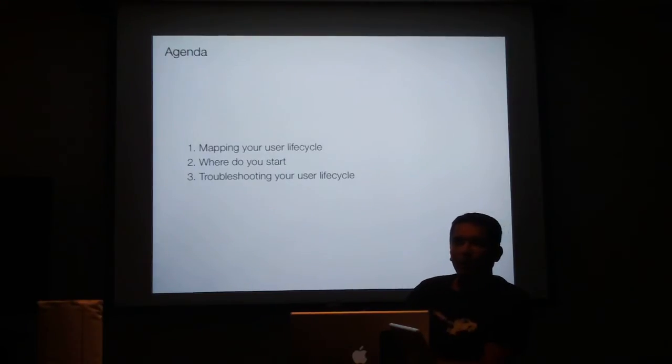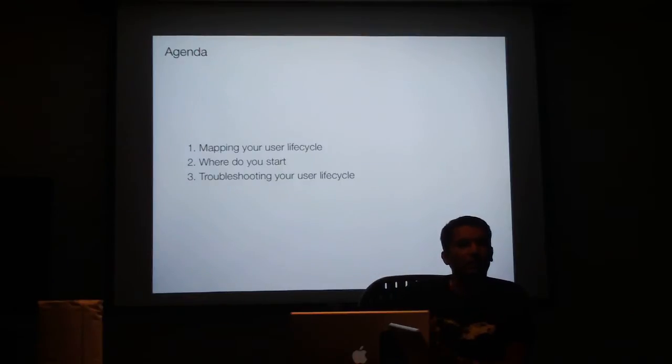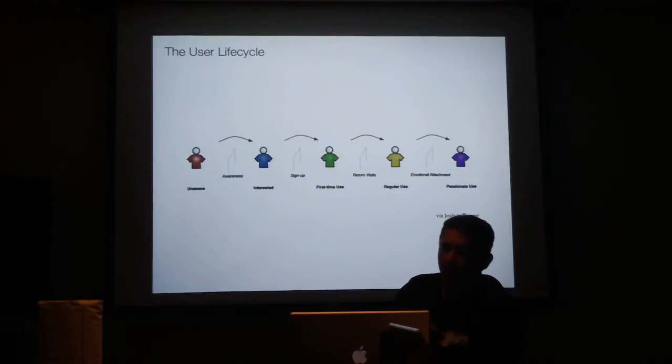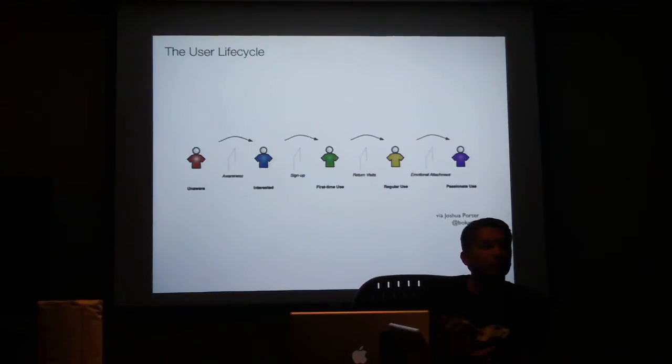So here's an agenda of what we'll be talking about today. We're going to start by talking about what this life cycle looks like and how you map that for your product. We'll talk about where you start in the process, which types of experiments you run, and then we'll look at ways for troubleshooting this life cycle. Any questions so far? Okay. Let's get going. So every product has a user life cycle.